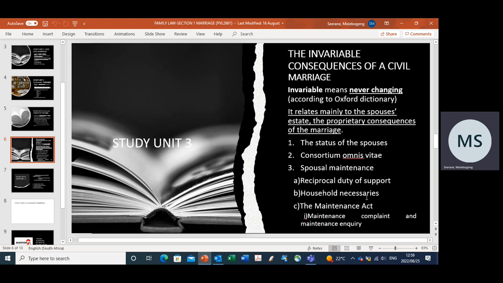and a joint household. So firstly, for a household necessity to be possible or to be contributed to, there must be an existing valid marriage between the spouses. Secondly, there must be a joint household, meaning that if we were to contribute to toiletries and groceries, we must be in a joint household, meaning the husband and wife must be staying together.